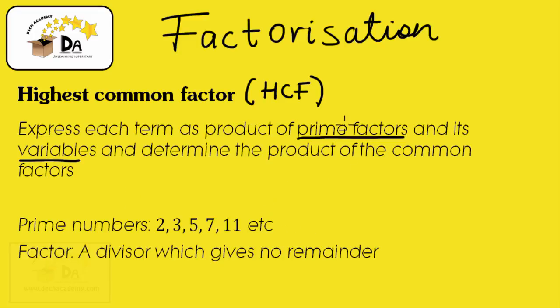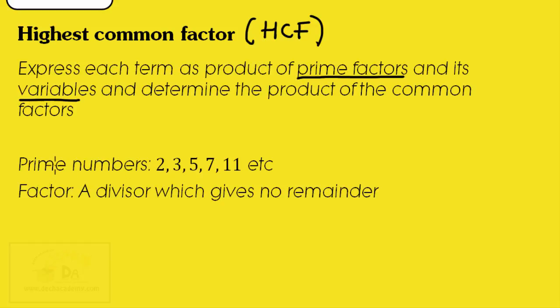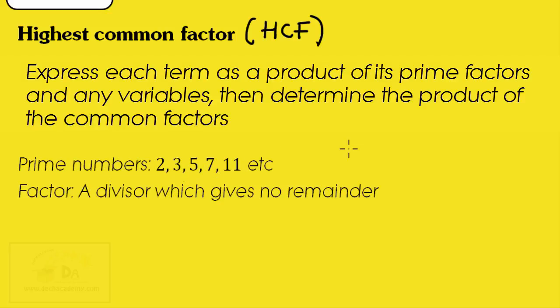What is a prime factor? Well, let's even start with prime numbers. What is a prime number? A prime number is a number which is only divisible without a remainder by itself and 1. And prime numbers include 2, 3, 5, 7, 11, and there's more, 13, and so on. So this is something you've met before, so we're not going to dwell too much on this.